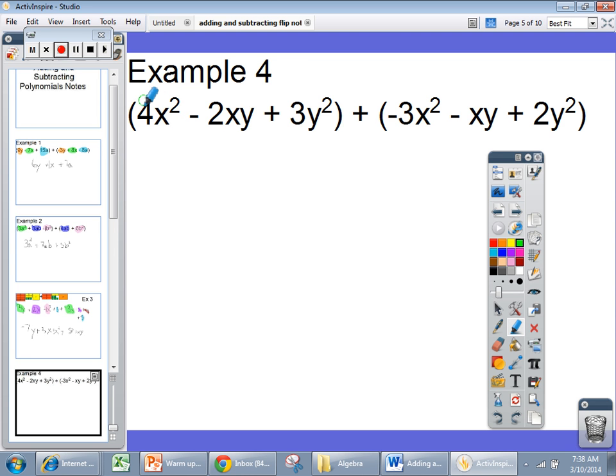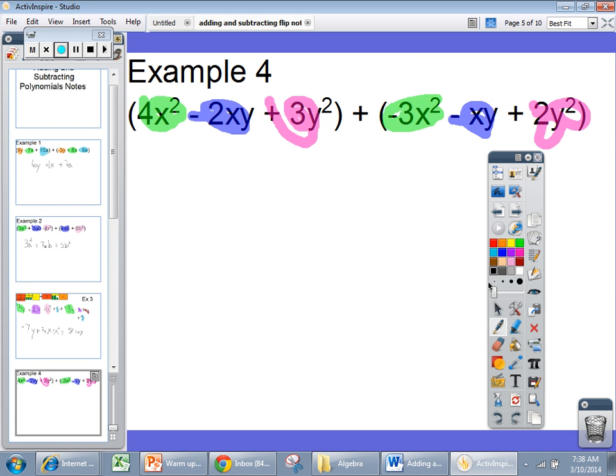So we've got 4x squared and a negative 3x squared. A negative 2xy and a negative xy. And then positive 3y squared and a positive 2y squared. And this one, most of these are pretty nice. They put them all in the right order, right? Yeah, that's not always going to happen, just so you know.